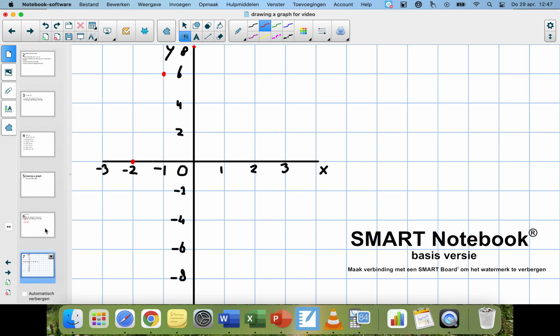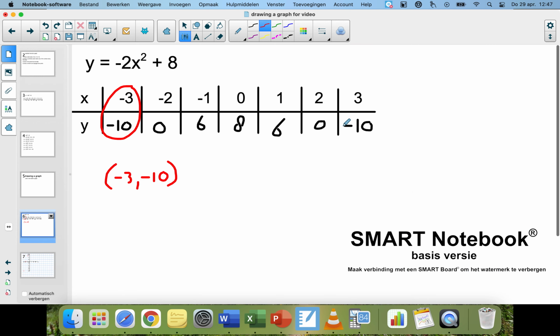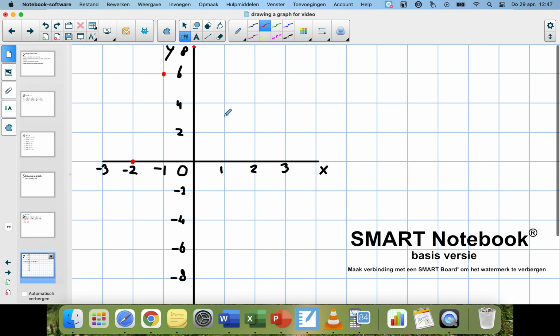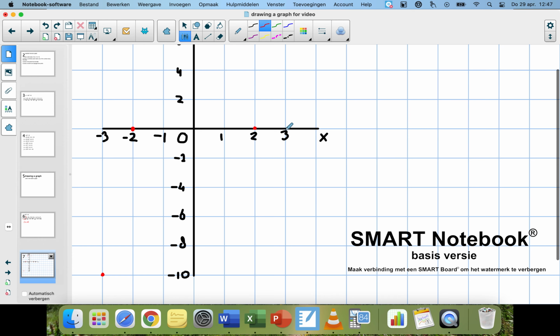And after that, we could see we went back to 6, 0, and minus 10. So x is 1, y is 6. X is 2, y is 0. And x is 3, y is minus 10.